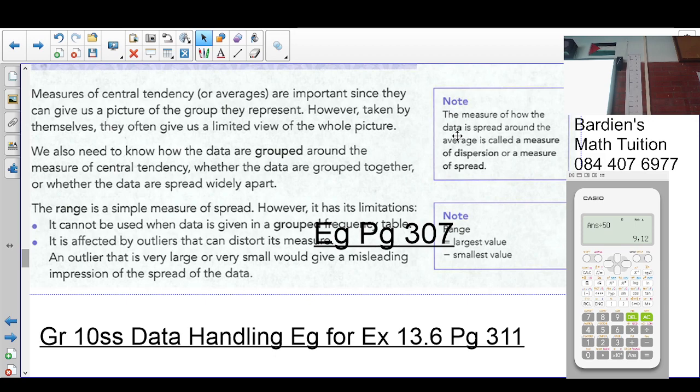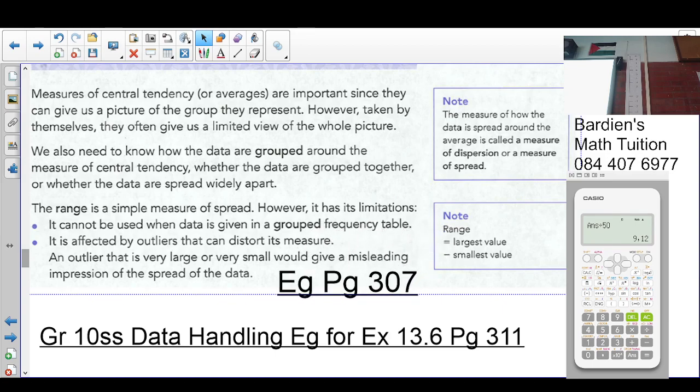The range is a simple measure of spread. However, it has its limitations. It cannot be used when the data is given in a grouped frequency table. It is affected by outliers and can distort the measure. Okay, as we spoke many times before, if something has outliers, or values lying far from the data trend or the data set, it will distort the measure.